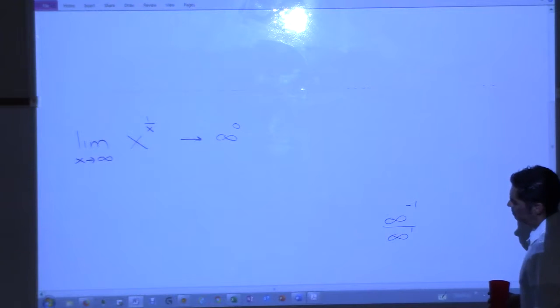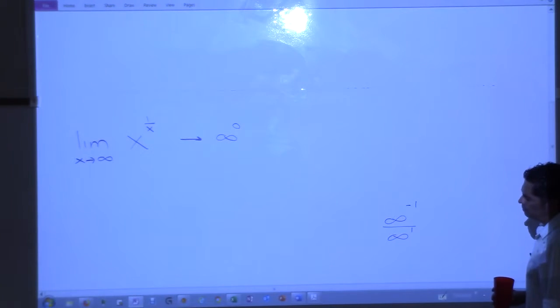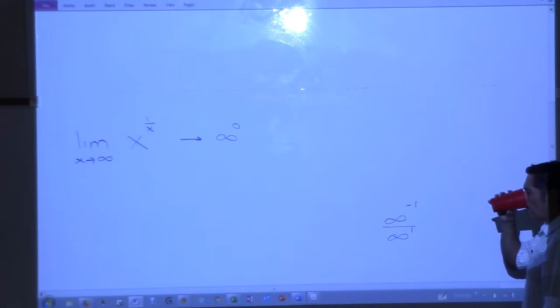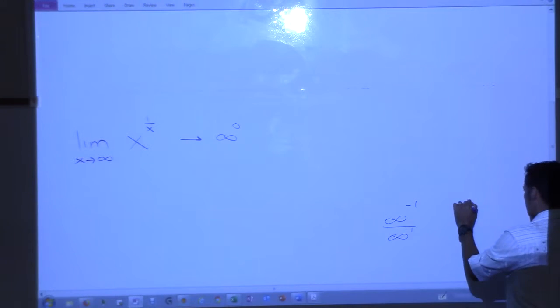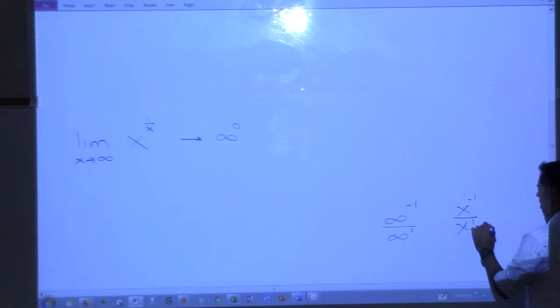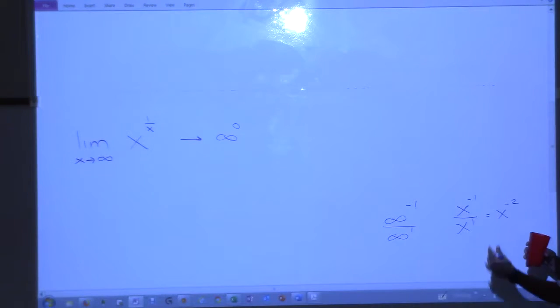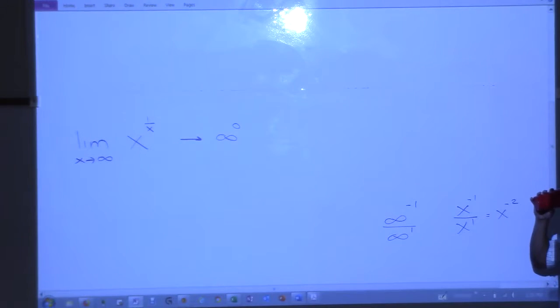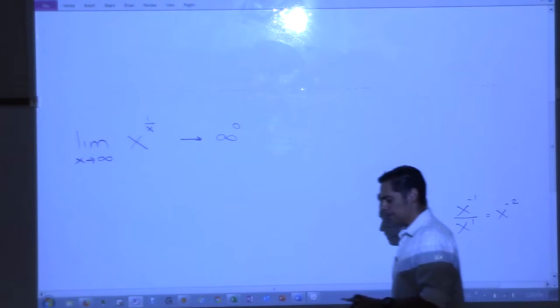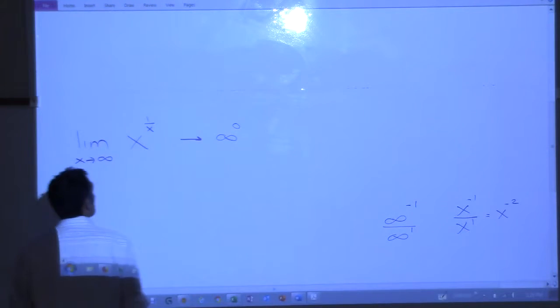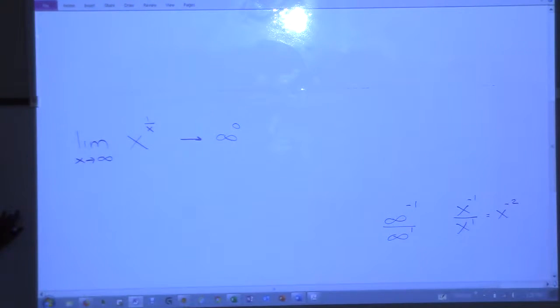If you had x to the negative 1 over x to the 1, that would be x to the negative 2. I think I know where you're going with this. Maybe I'm wrong, but continue. I was just wondering if, instead of trying to find infinity to the 0, you could try to find infinity over infinity or infinity. I think I kind of catch what you're trying to say.